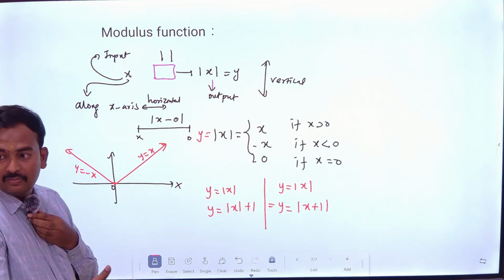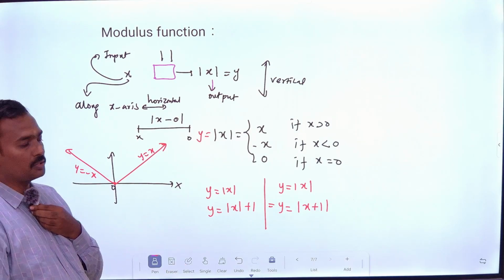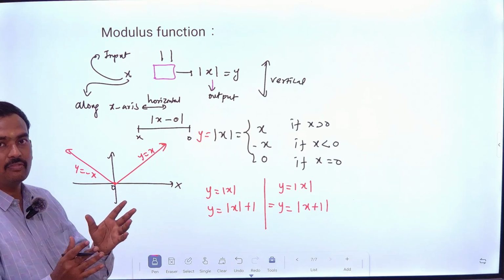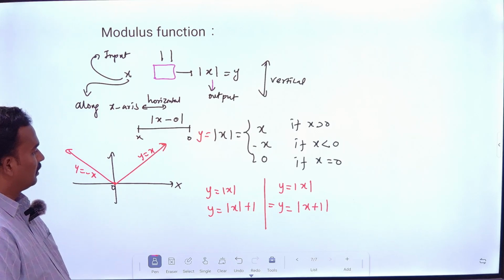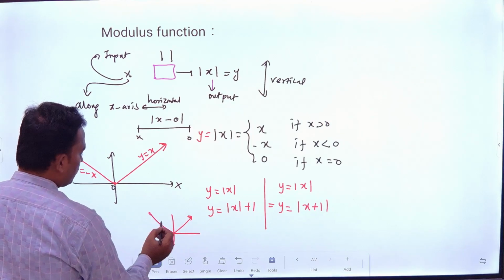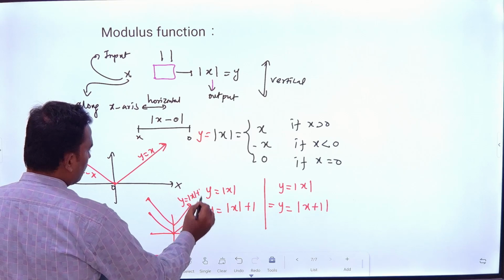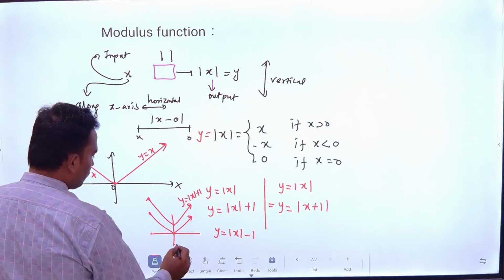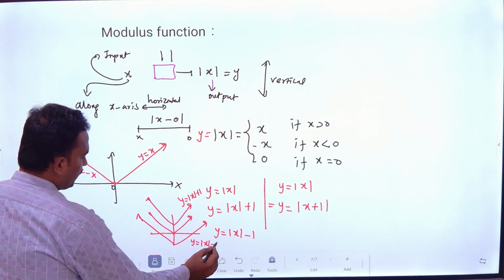So what is the difference here? Understood? You are shifting the graph along the y-axis. You can see this is your mod x curve. Just shift one unit up, and this is y is equal to mod x plus 1. Suppose I take y is equal to mod x minus 1, just shift 1 unit down. So this is y is equal to mod x minus 1.